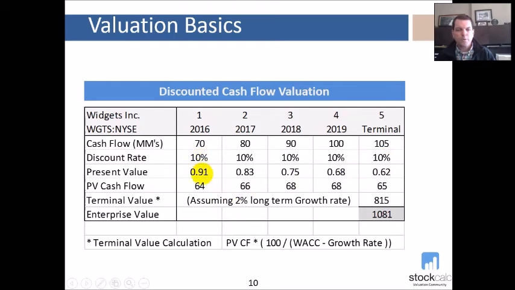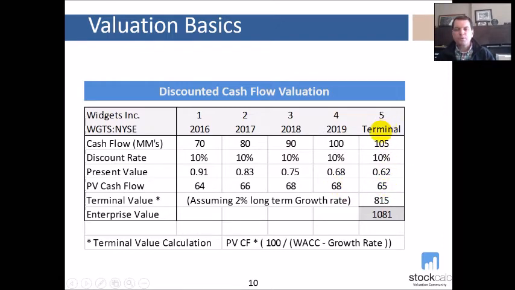So with the discount rate, we can calculate something called the present value factor. 10% 1 year from now is worth 0.91. 10% 4 years from now is worth 0.68. So we can apply these present value factors against the cash flows to come up with the present value of these cash flows. So 70 million 1 year from now is worth 64 million today. 100 million 4 years from now is worth 68 million today at a 10% discount rate. This is all done for you automatically within StockCalc as well.